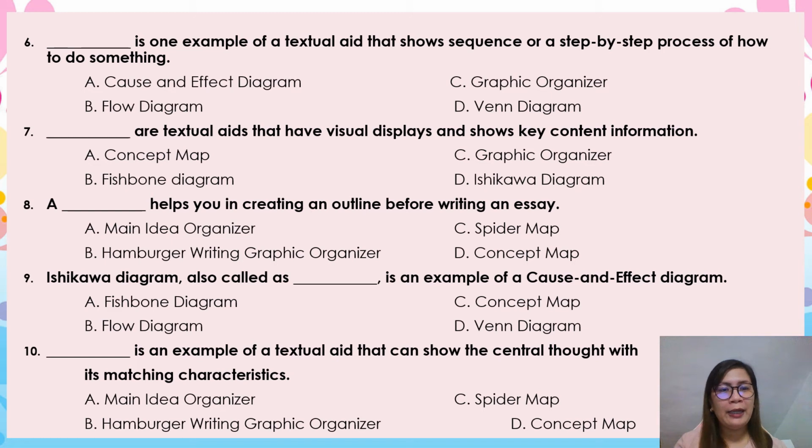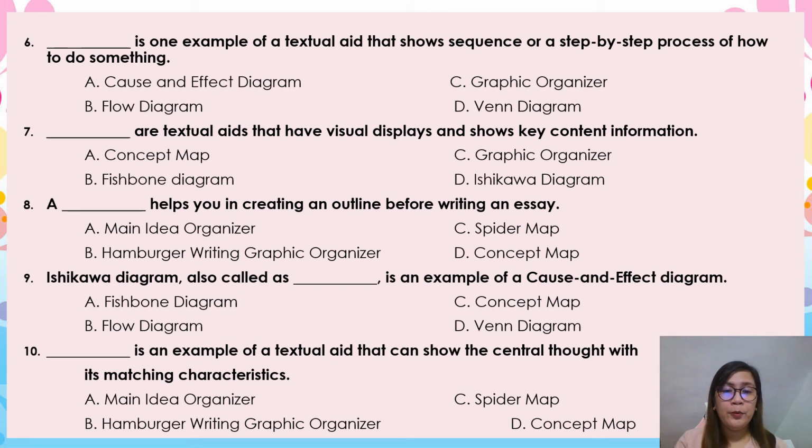Let's proceed to number 8. A blank helps you in creating an outline before writing an essay. Is it A. Main idea organizer, B. Hamburger writing graphic organizer, C. Spider map, or D. Concept map? Number 9. Ishikawa diagram, also called blank, is an example of a cause and effect diagram. Is it A. Fishbone diagram, B. Flow diagram, C. Concept map, and letter D. Venn diagram? Number 10.